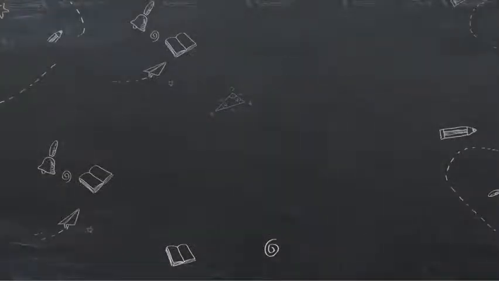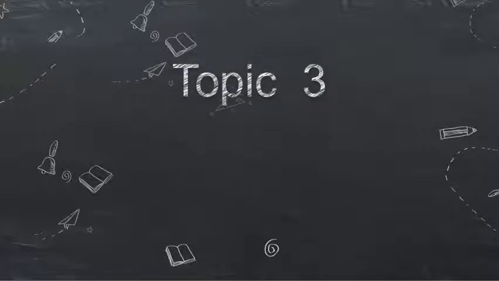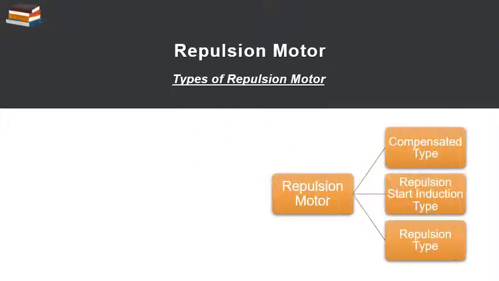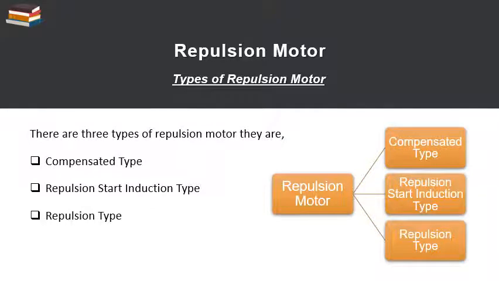That was the construction as well as the working principle of the repulsion motor. In short, the repulsion motor works on the principle of repulsion. The next topic is the types of repulsion motor. The repulsion motors are classified into three categories. First one is the compensated type repulsion motor. Second one is the repulsion start induction type motor, and the third is the repulsion type motor.